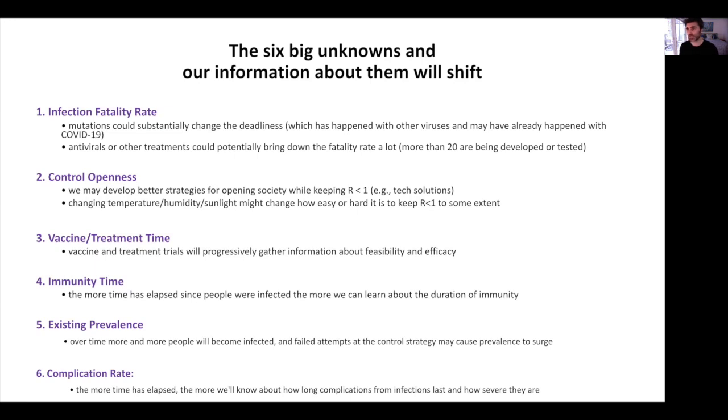But we have to track this really carefully to see if there are different strains and how dangerous each of them is. Antivirals and other treatments, if they work, could also bring down the infection fatality rate a lot, so we have to monitor that very carefully as well. In terms of control openness, we may develop better strategies over time for opening up society while keeping R less than 1, for example, more advanced tech solutions.